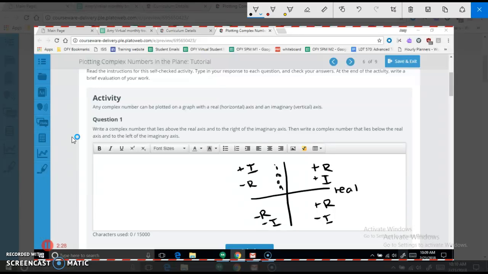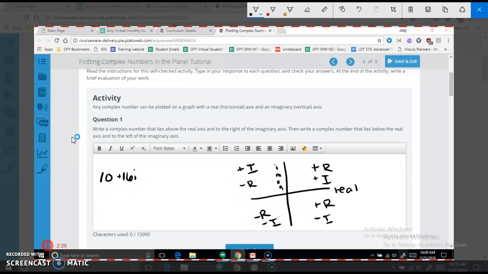So a complex number that lies above the real axis, so everything above the real axis, and to the right of the imaginary axis, is right here. So we need a positive real and a positive imaginary. If we were to write a number, that could be anything, positive 10 plus 16i. It could be whatever you want.